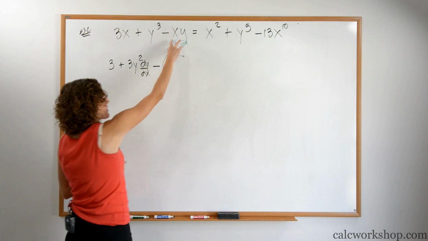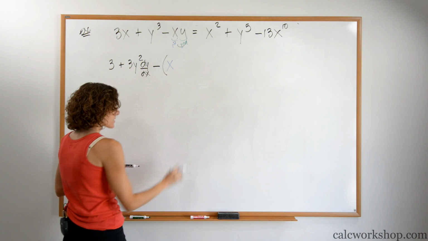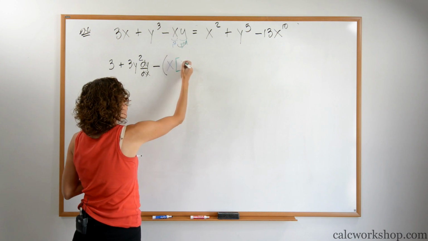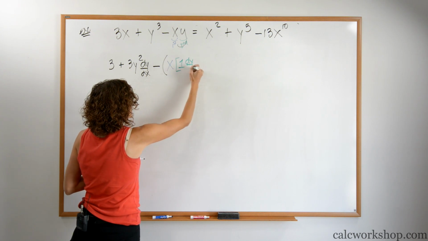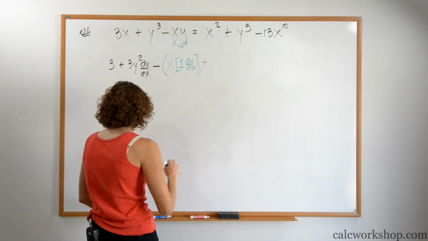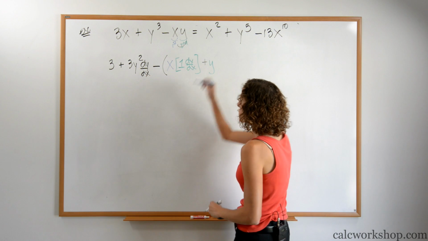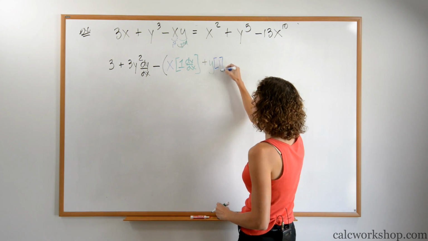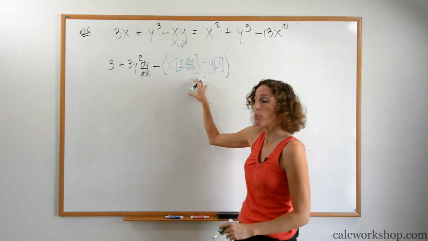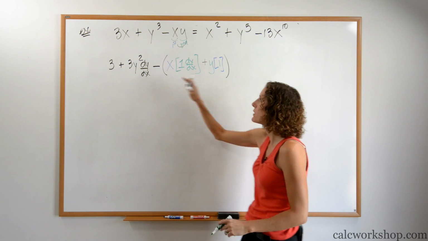So again, if I've got this xy product, it is the first, x, times the derivative of the second. Well, the derivative of the second is 1 dy/dx, plus the second, y, times the derivative of the first. Well, the derivative of x is 1. What I've just done is I've taken the derivative of the product, I've kept them separate, and I didn't forget to distribute the negative.